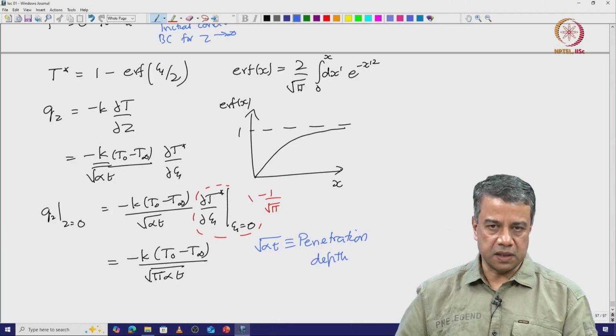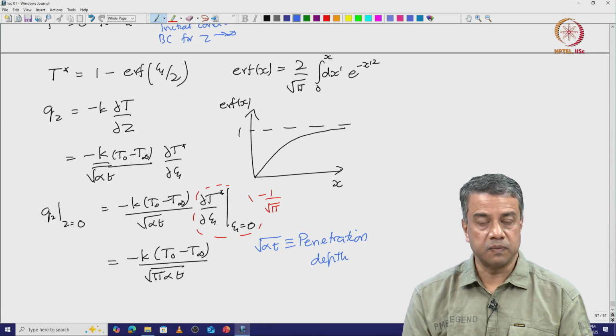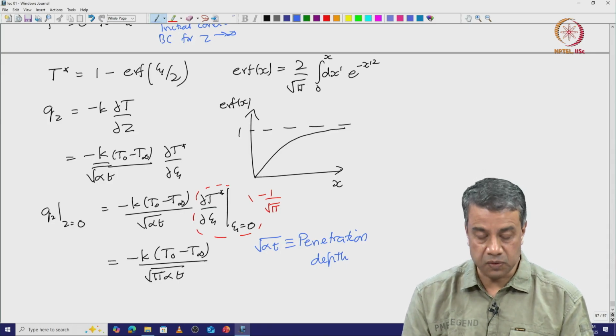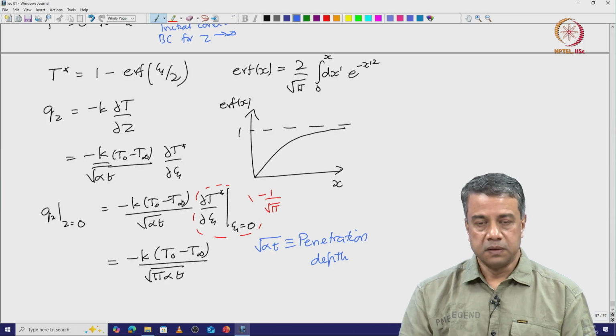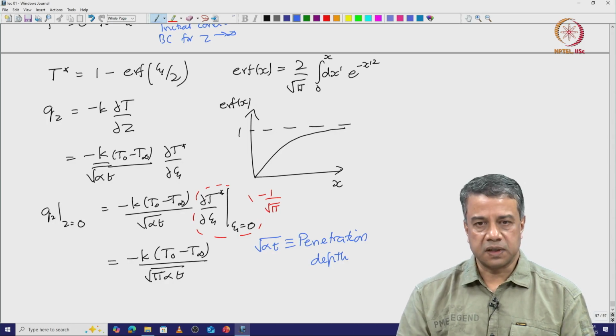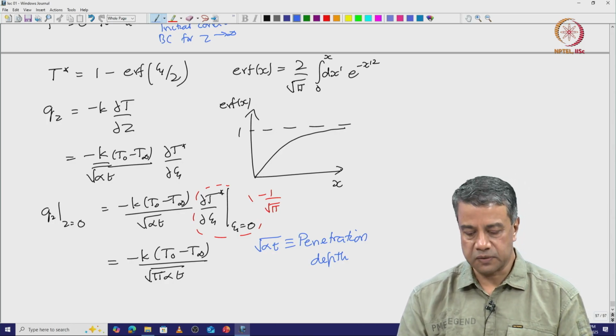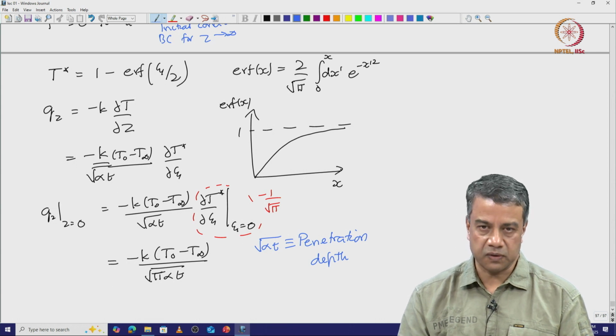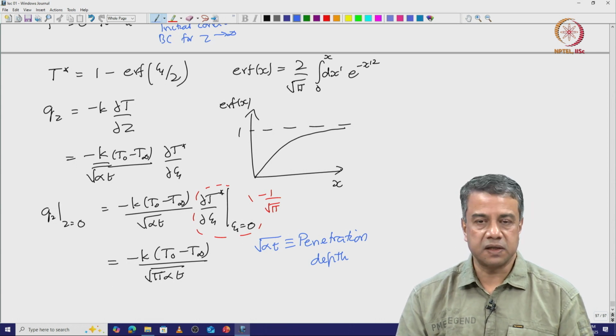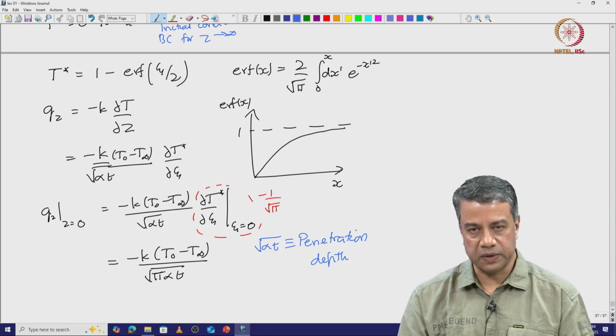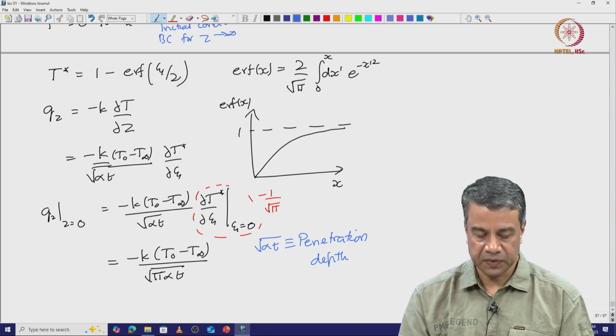When z is much larger than root alpha t, there is no disturbance to the temperature due to the heating from the surface. There is a disturbance to the temperature due to heating from the surface only when z is comparable to root alpha t. And this penetration depth scales proportional to square root of t as time progresses.